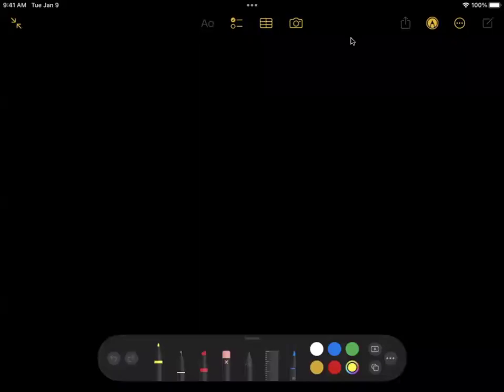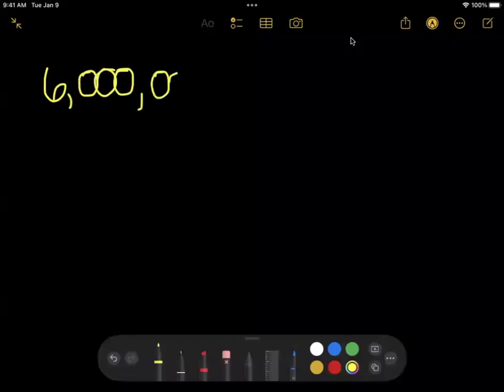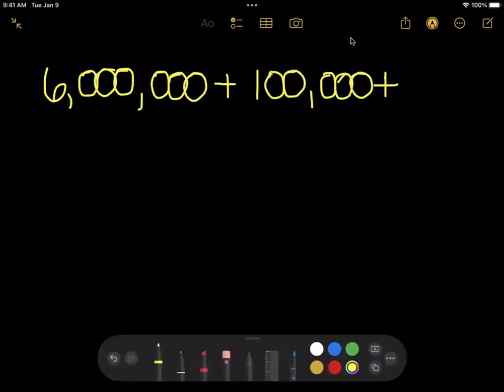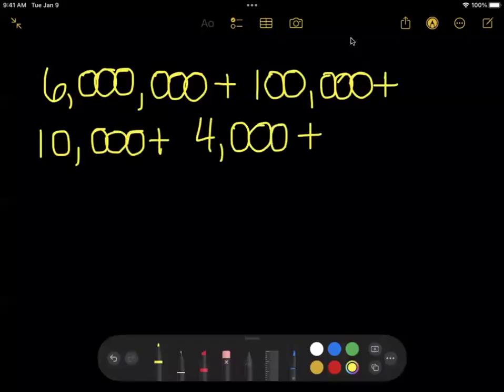For example, what if we were given this expression, 6,000,000 plus 100,000 plus 10,000 plus 4,000 plus 200 plus 60 plus 6. So this is an addition expression that is adding together the values of each digit in the place value chart.